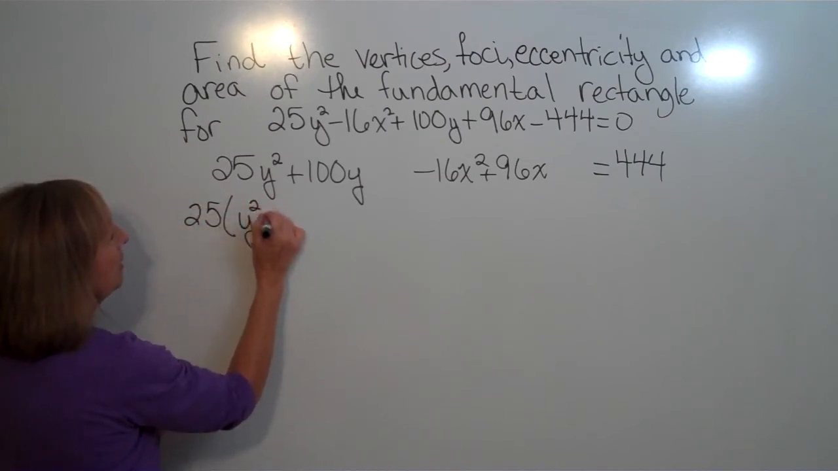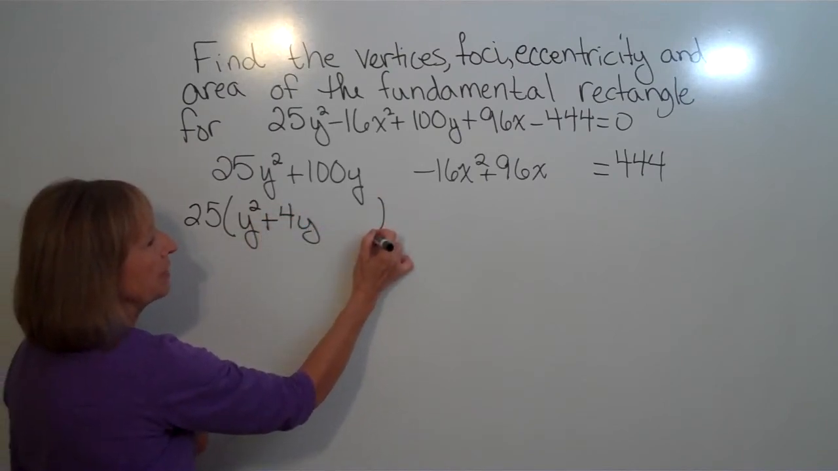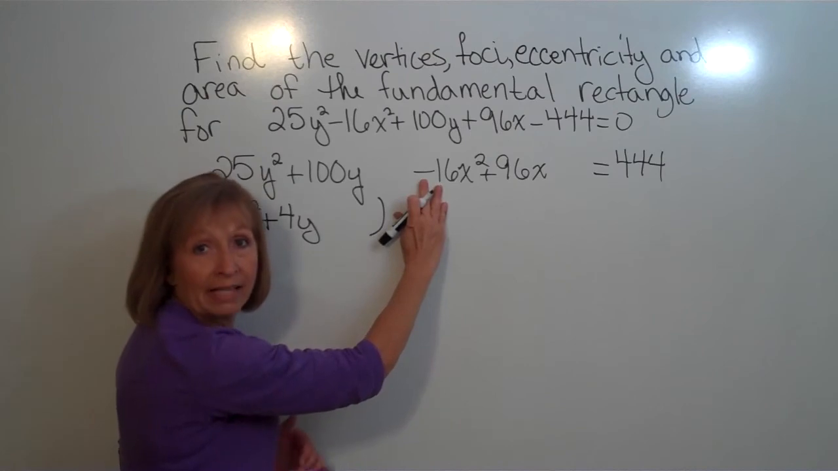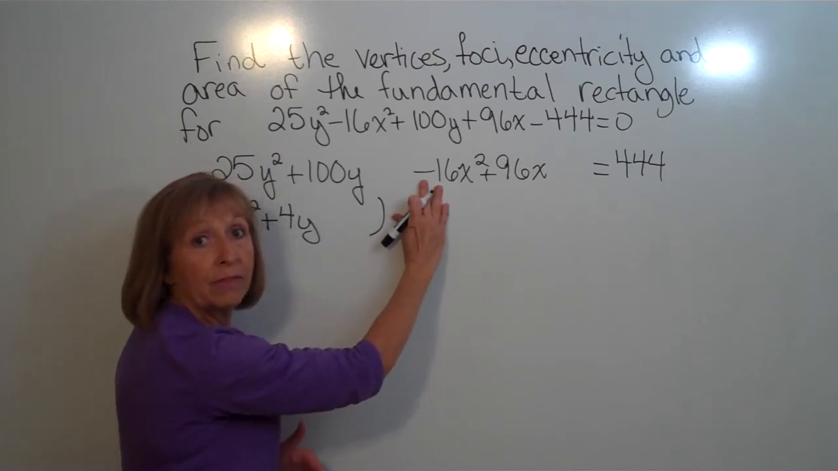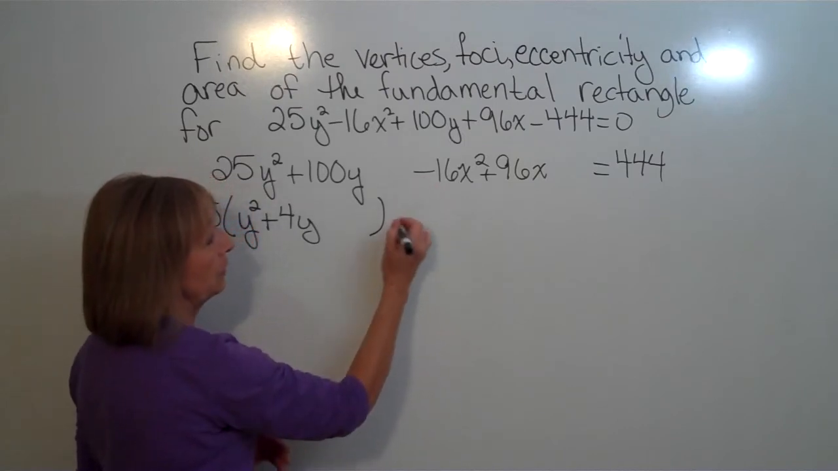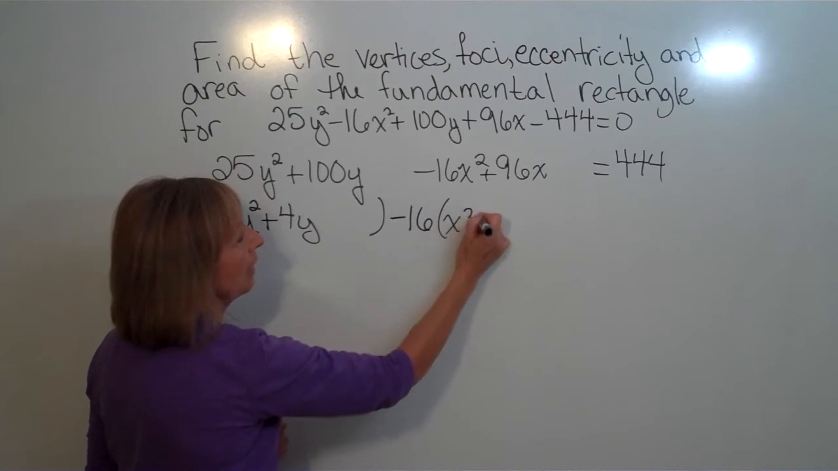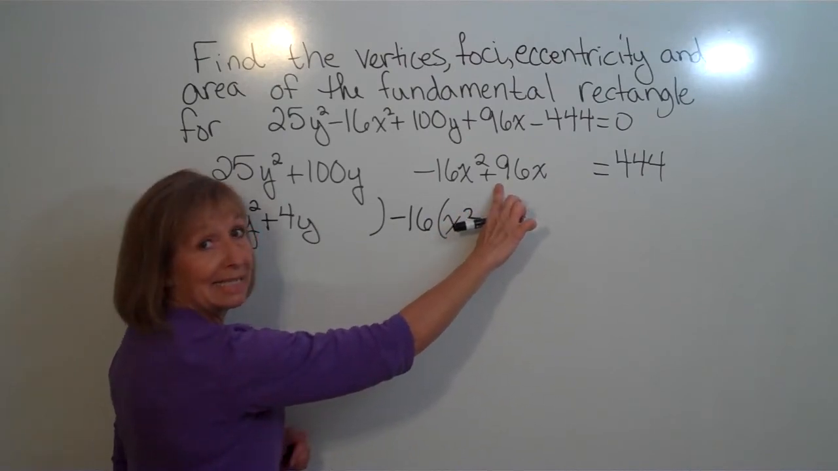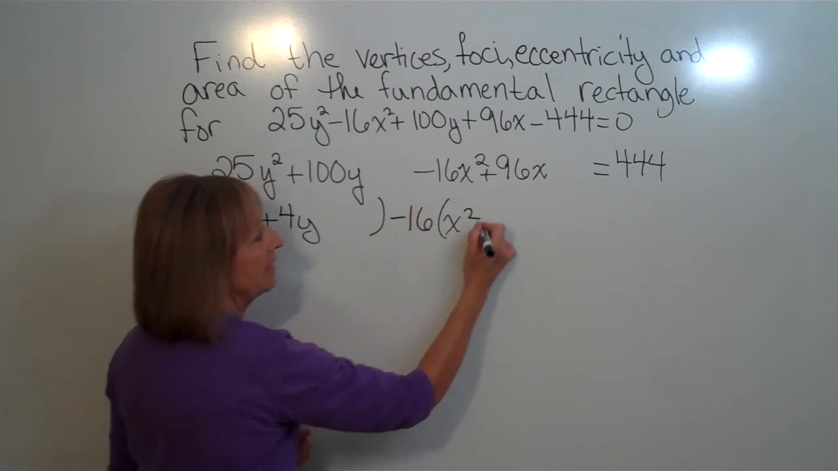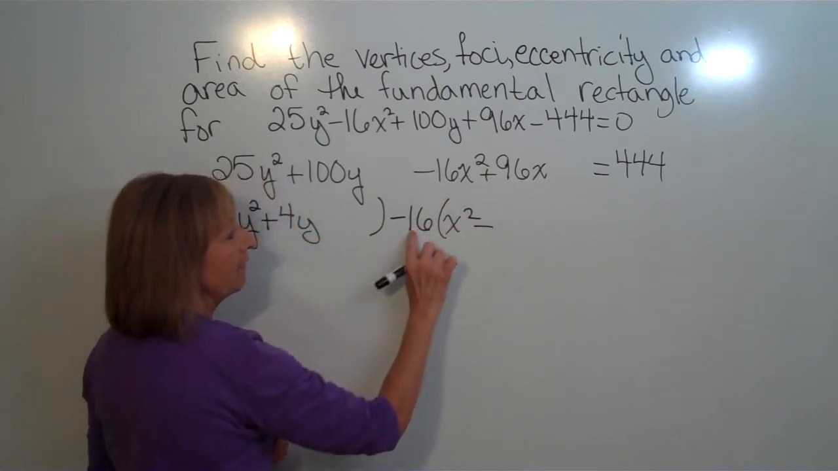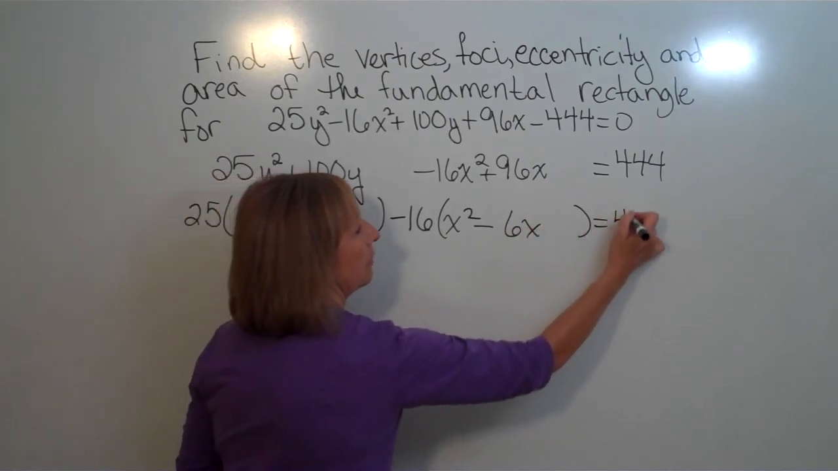and that leaves me with y squared plus 4y. Leave the space, close your parentheses. Now here I'm going to have to factor out a negative 16, so be very careful to not only factor out the number, but the sign that you need to as well. So write negative 16 times x squared, and then plus 96 divided by negative 16. Well, positive divided by negative is a negative, and 96 divided by 16 is 6, so minus 6x, and then equals 444.